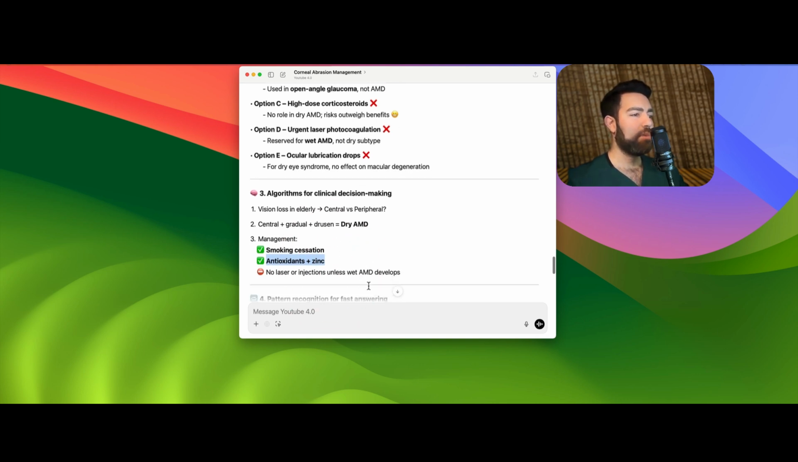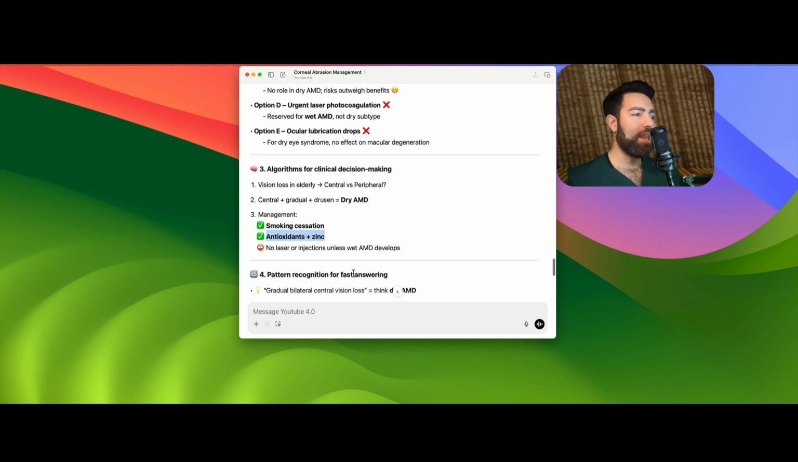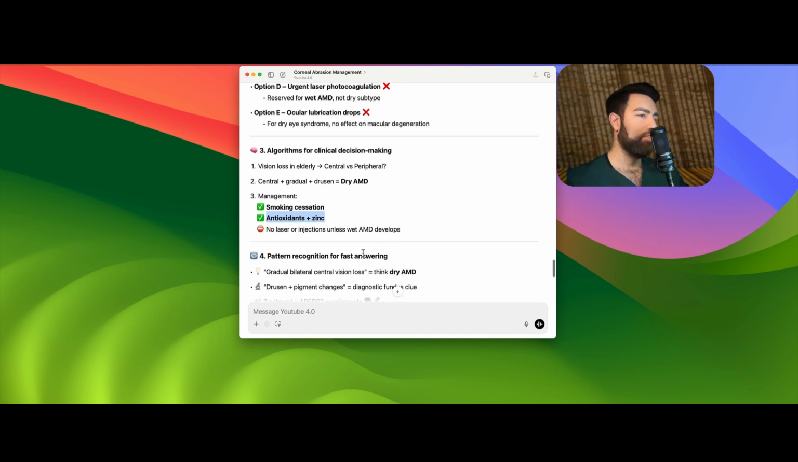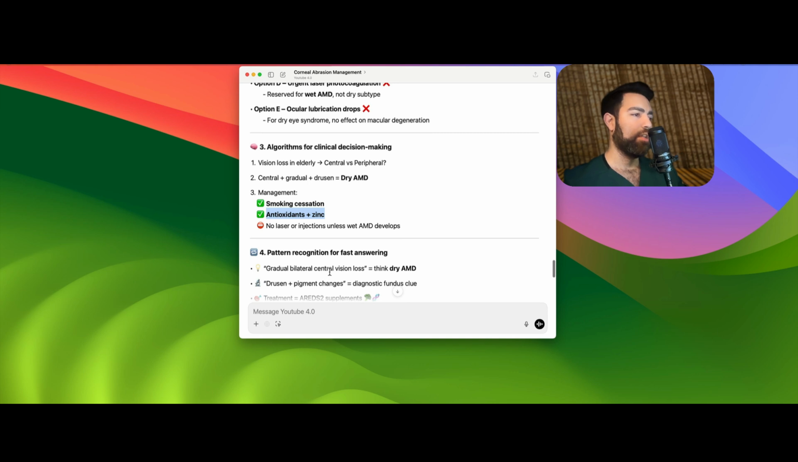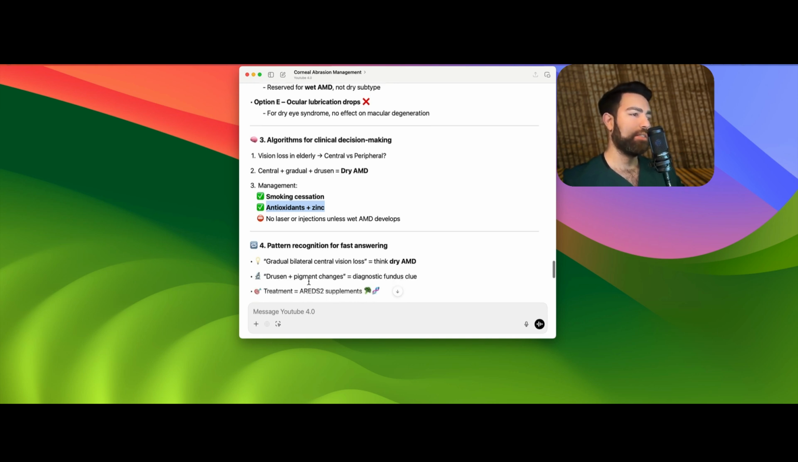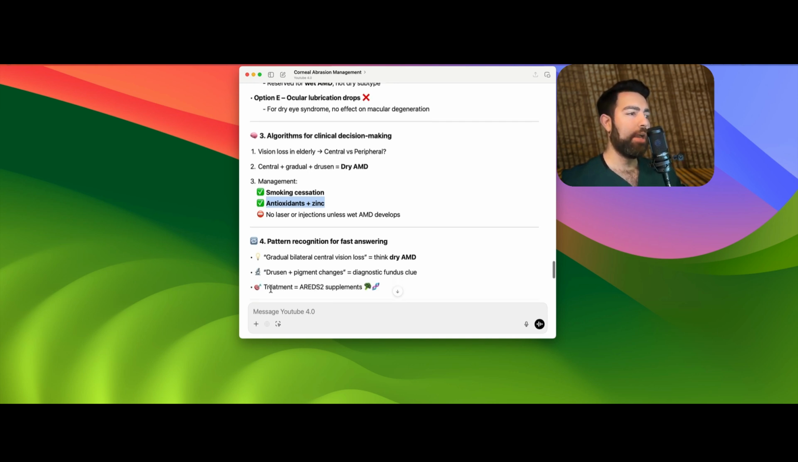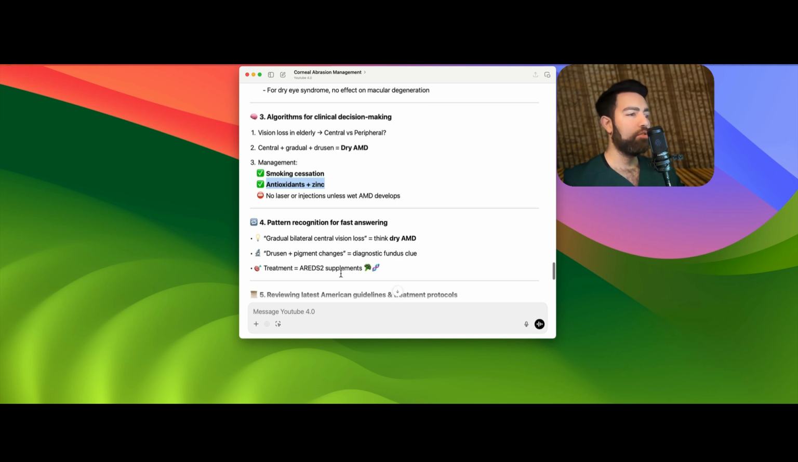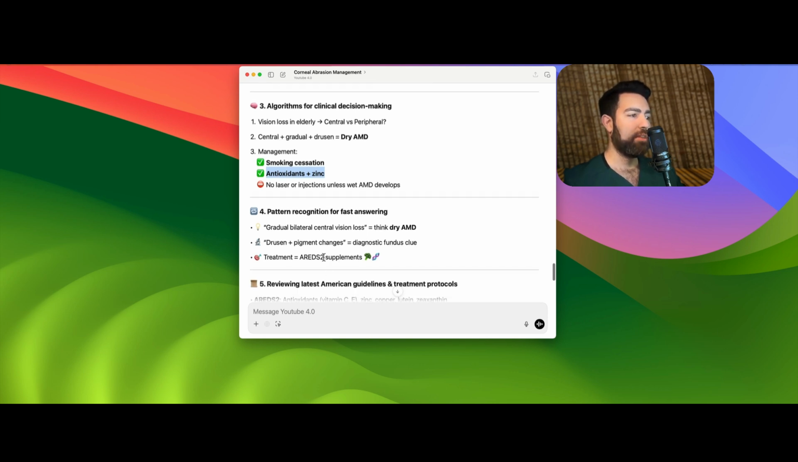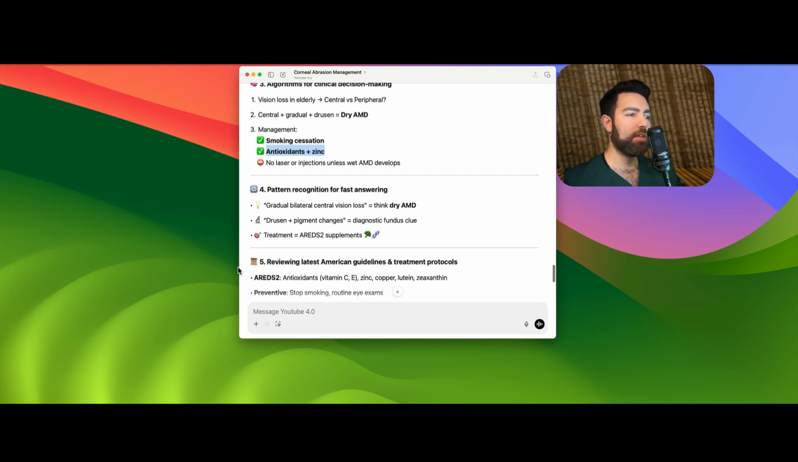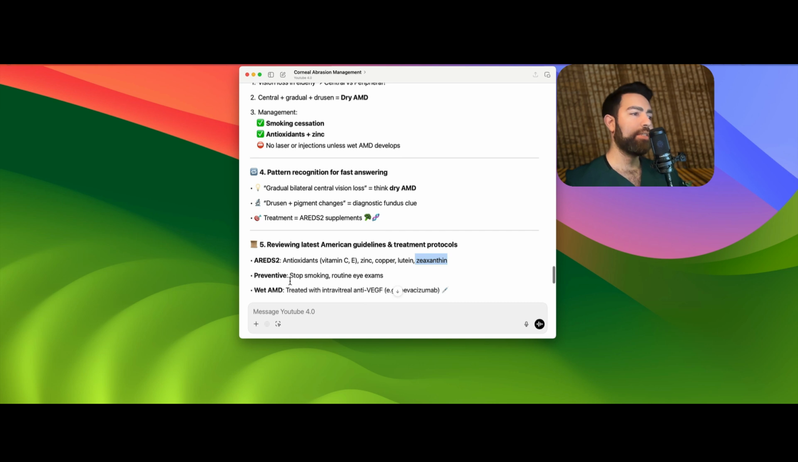Okay, so pattern recognition was thinking about this bilateral central vision loss, the drusen and pigment changes on the fundus, and the treatment with the supplements based on the AREDS2. When you look at that trial, some of the things in it were antioxidants such as vitamin C, vitamin E, zinc, copper, lutein, and zeaxanthin. Preventive measures would be to stop smoking and get a routine eye exam.